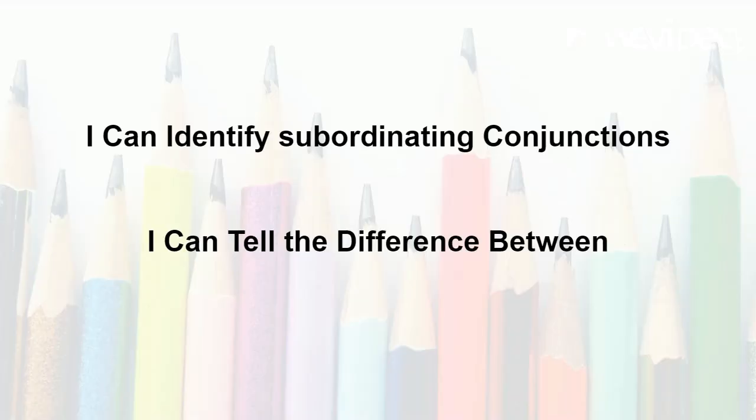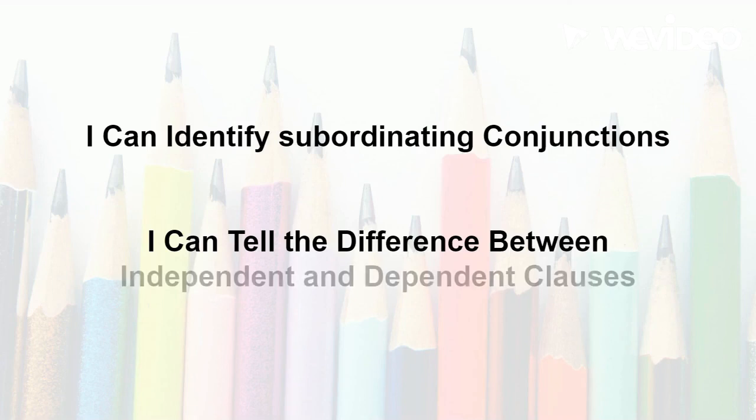So here again were our I can statements for this mini lesson. I can identify subordinating conjunctions, and I can tell the difference between independent and dependent clauses. Please take a moment now to rate your comfort with these two I can statements, where 1 is that you are completely confused, 2 is that you are a little bit confused, 3 is you feel okay, 4 is that you feel pretty confident, and 5 is that you feel like you could explain this to somebody else who understands it so well.